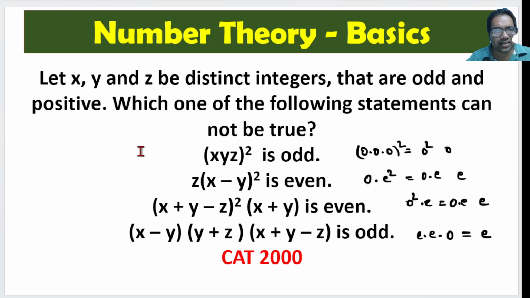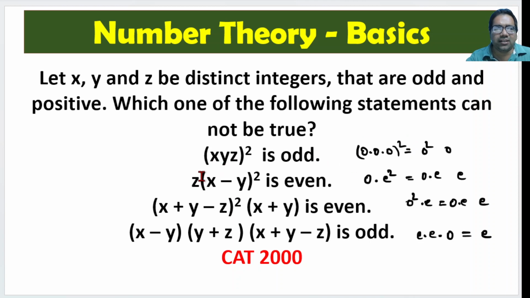Again, this is also from CAT 2000. Such a no-brainer. Here they are saying x, y, z are three distinct integers that are odd and positive. Which one of the following statements cannot be true? X, Y, Z are all odd and positive. You can take 1, 3, 5, or 1, 1, 1, whatever. Odd into odd is odd. Odd square is odd. So this is odd.